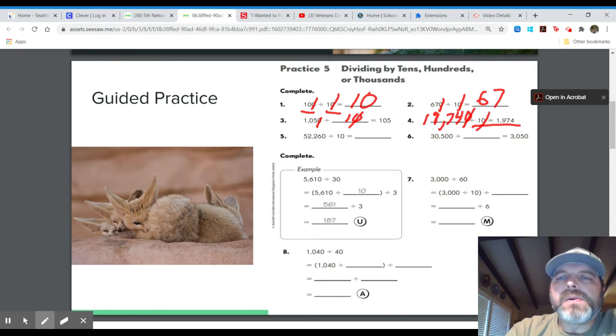All right. Those are it. You can do the last two on your own, 5 and 6, do those.